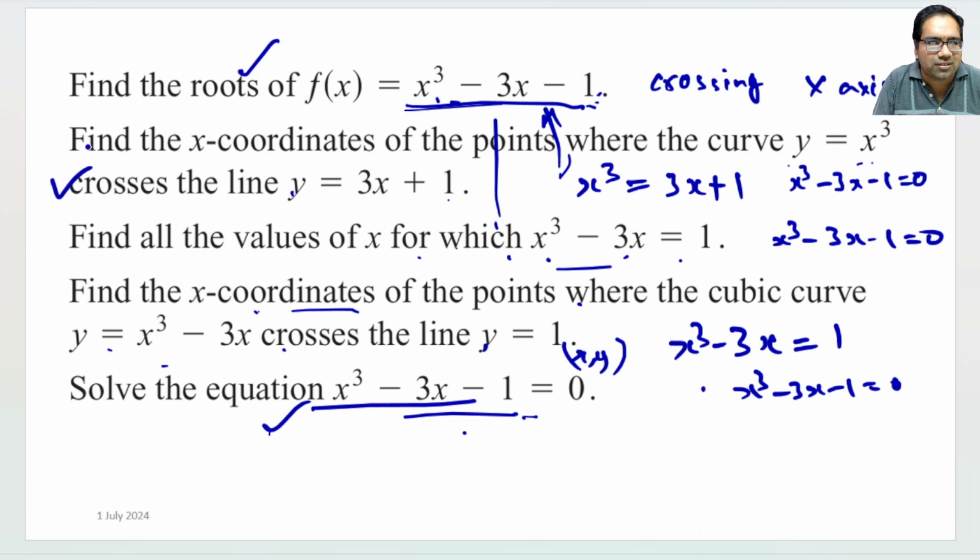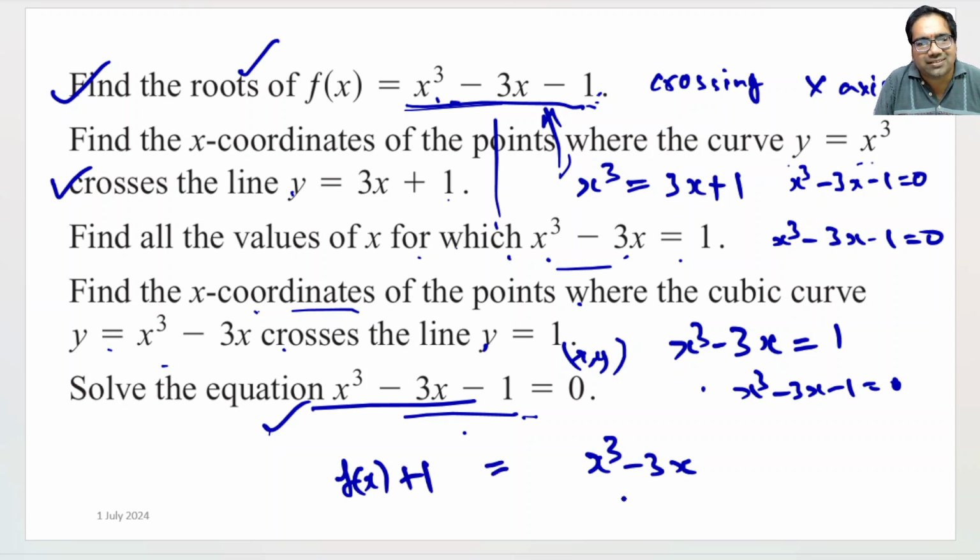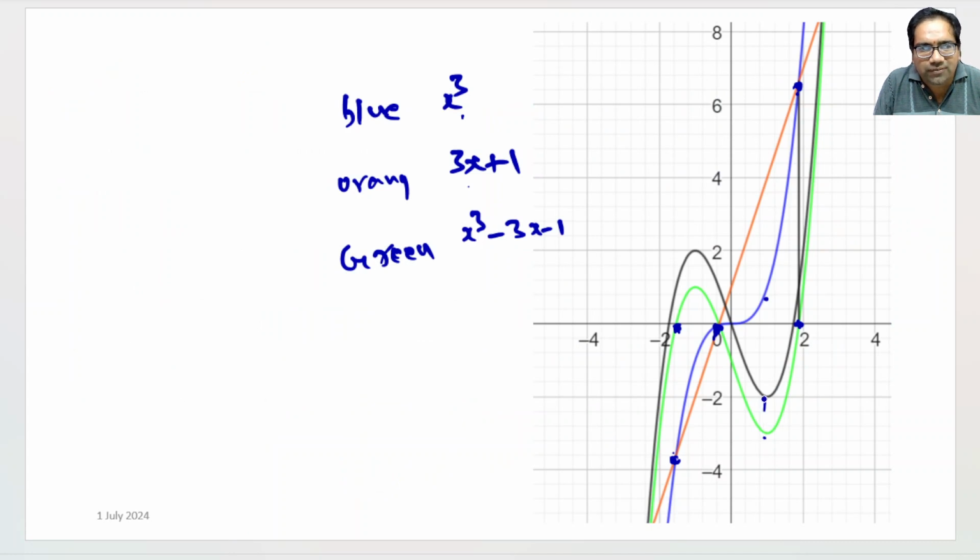Find the coordinates where the curve is crossing this one. This we have figured out. Find all the values of x for which x cube minus 3x is equal to 1. What is x cube minus 3x? If you take this, f of x plus 1 is equal to x cube minus 3x, because it is minus 1. If we do plus and minus, then we will get this one. So what does that mean? This f of x, if you shift 1 unit upwards, f of x plus c, f of x plus 1, that means if you shift 1 unit upwards, that is this black graph. Okay, x cube minus 3x is black.